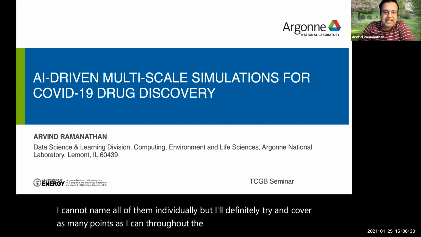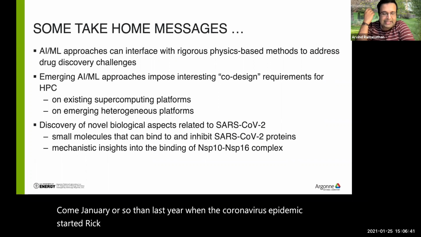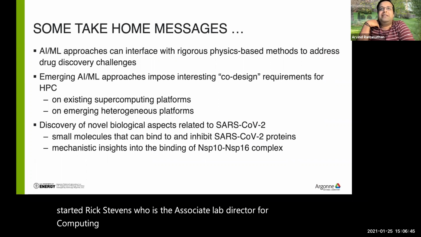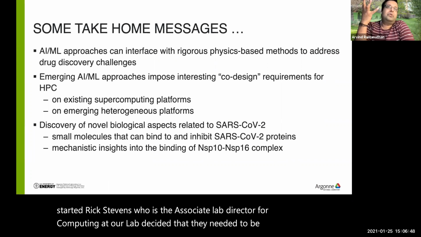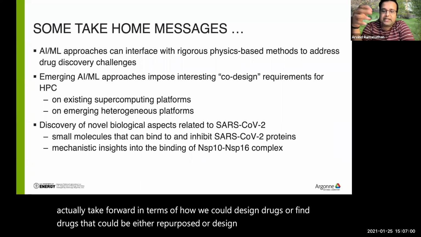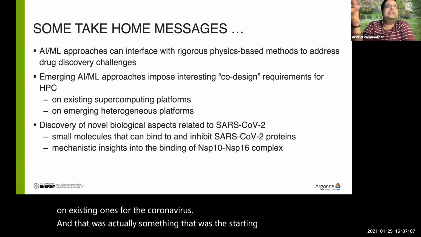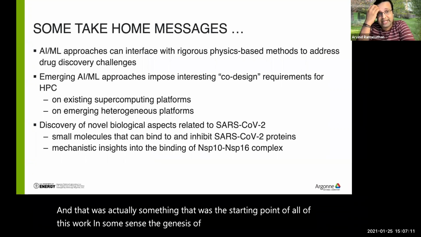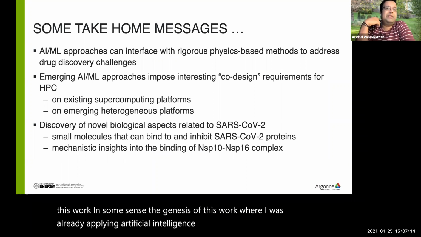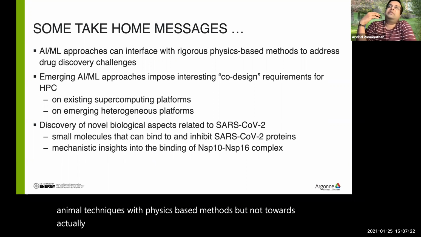Right? So come January or so last year, when the coronavirus epidemic started, Rick Stevens, who is the associate lab director for computing at our lab, decided that there needed to be a strategy to take forward in terms of how we could find drugs that could be repurposed, or design new drugs based on existing ones, for the coronavirus. That was the starting point, in some sense the genesis, of this work, where I was already applying artificial intelligence and machine learning, or AI and ML, techniques with physics-based methods, but not towards drug discovery challenges, but towards more of the multiscale ideas.